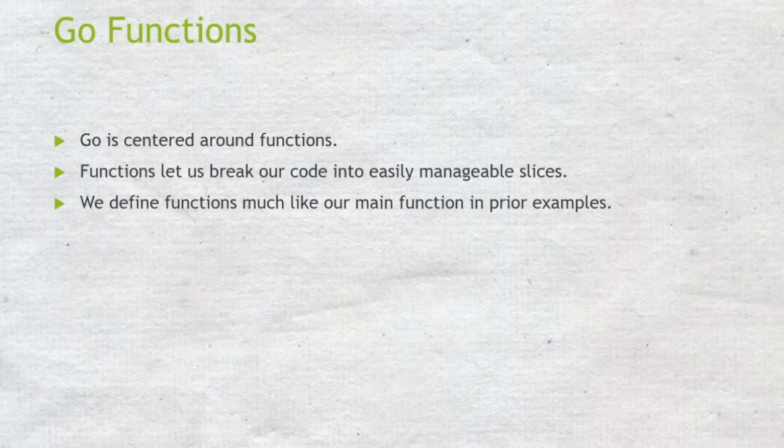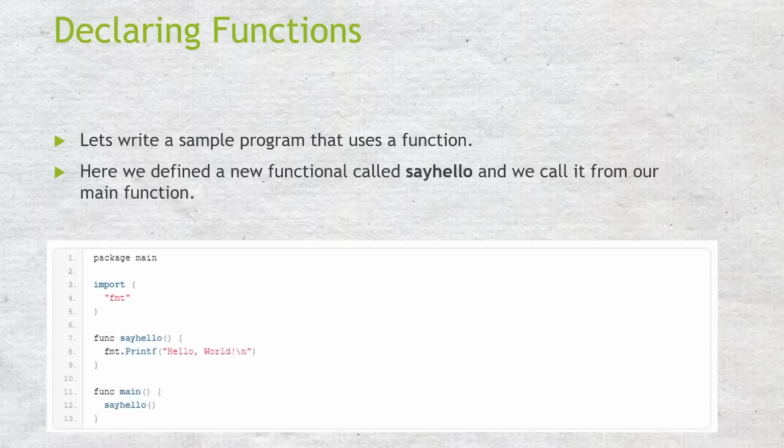Go is centered around functions. Functions let us break our code into easily manageable slices. We define functions much like our main function in prior examples. Let's write a sample program that uses a function. Here we define a new function called sayHello, and we call it from our main function.